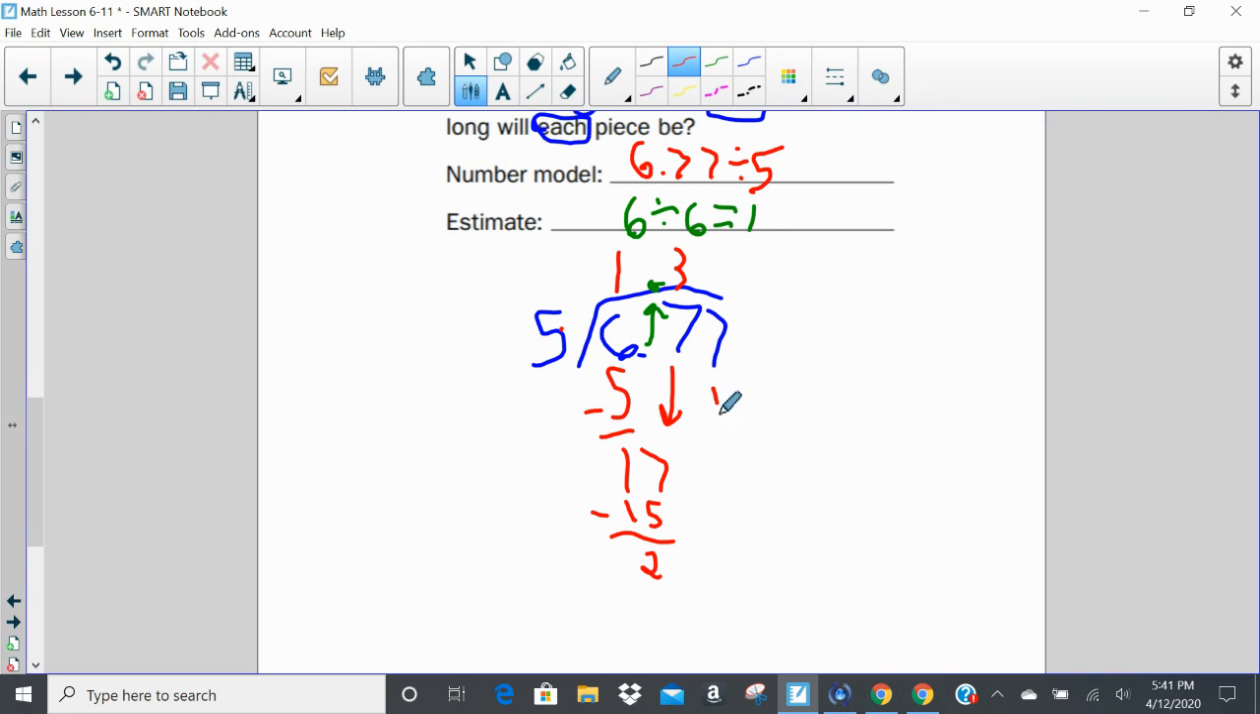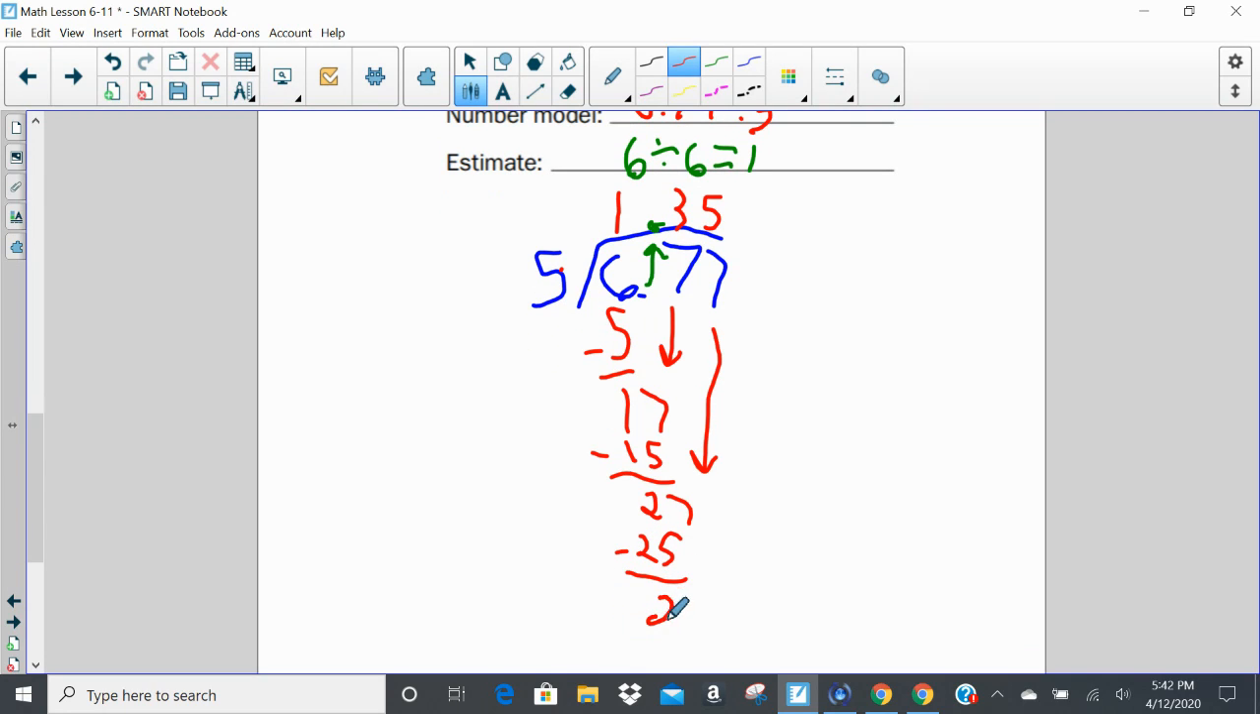7 needs to come on down. How many 5s go into 27? 5 goes into 27 5 times. 5 times 5 is 25. Subtract, you get 2.